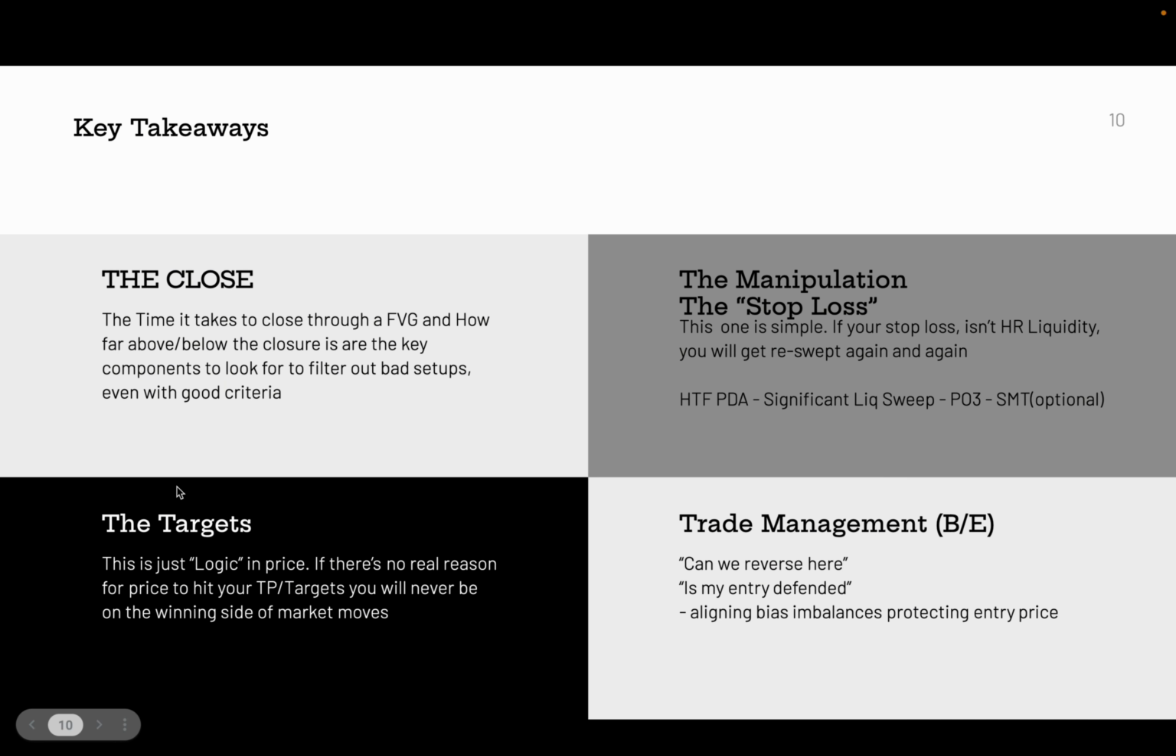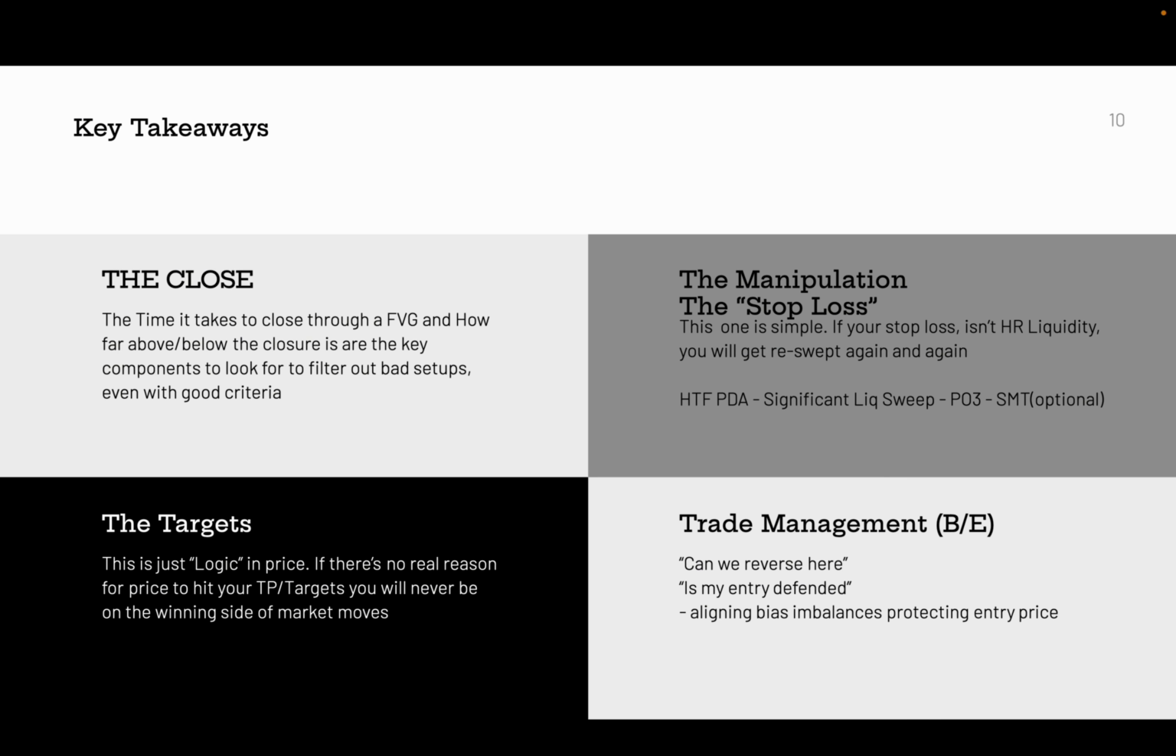And then the target, this is just logic and price. Like if there's no clear reason why we should go to your targets, whether it be low resistance, the range needs to be rebalanced, or we're having clear manipulation and like reacting off of your POI, then price is never going to go there. There must be logic in why price should go to your take profit or just your target. And then trade management.